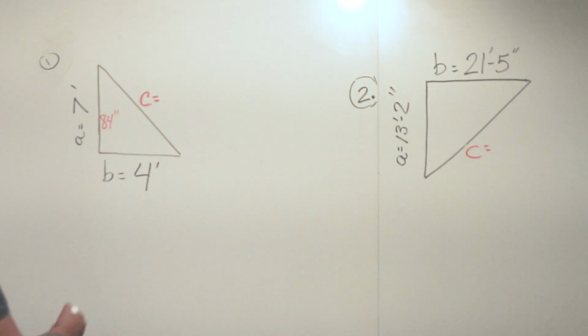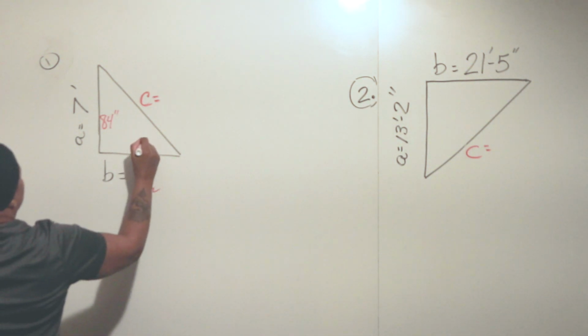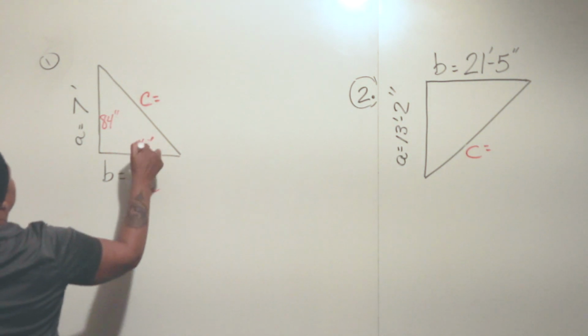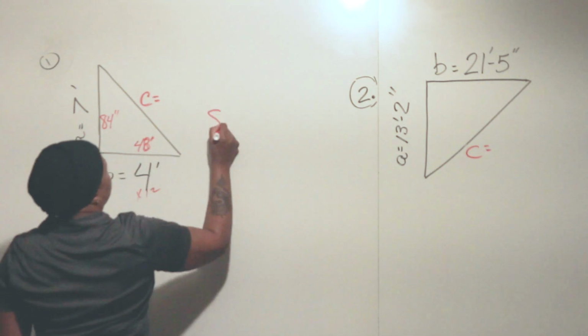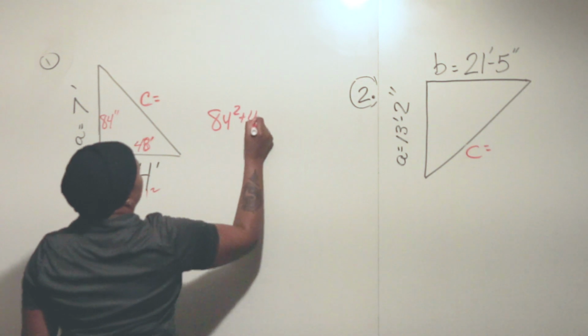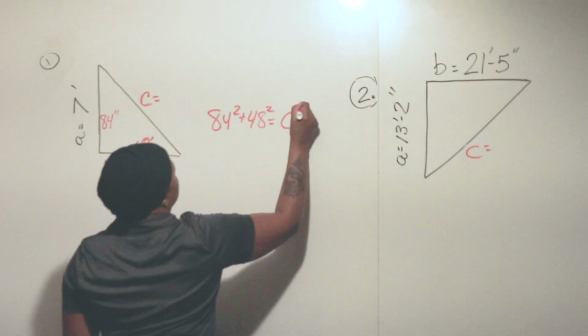And then 4 times 12 is 48 inches there. My 8s look like a 5, I was told. All right. So now all we're doing is we have to square these numbers. Again, it's A squared plus B squared equals C squared. Addition is interchangeable, so I could say 48 squared plus 84 squared equals C squared, or 84 squared plus 48 squared. So we have 84 squared plus 48 squared equals C squared.